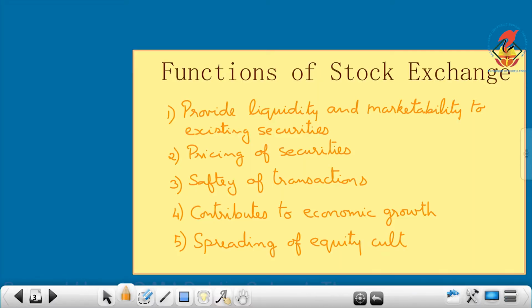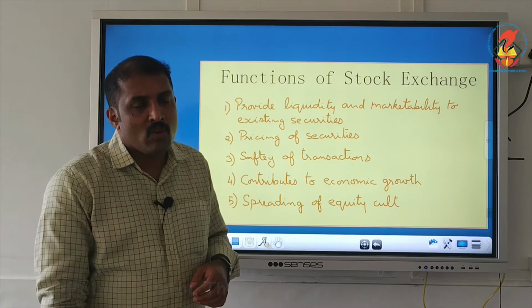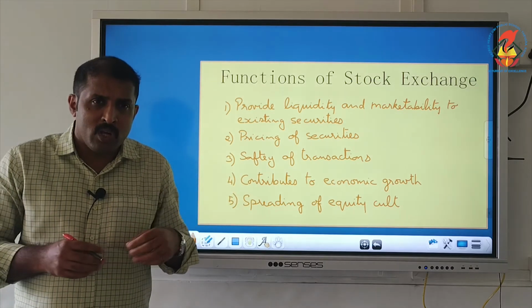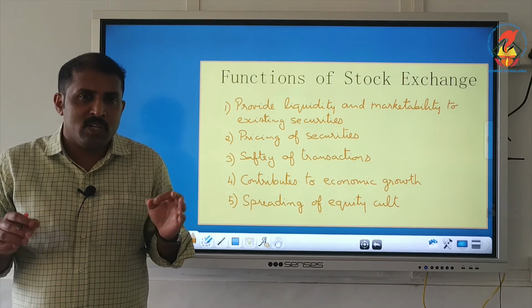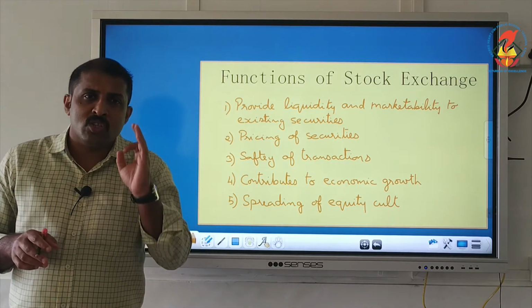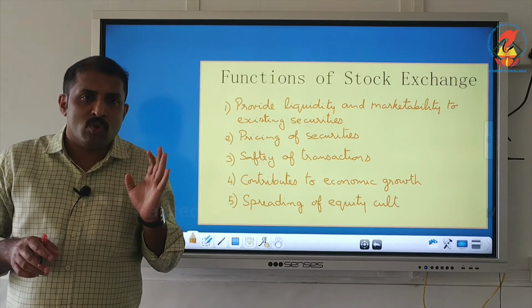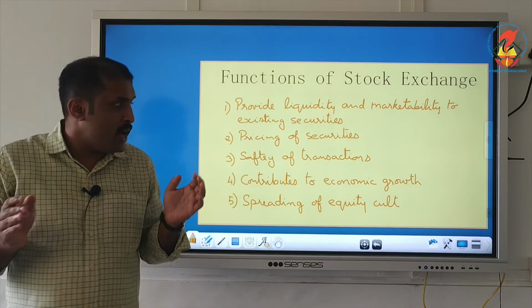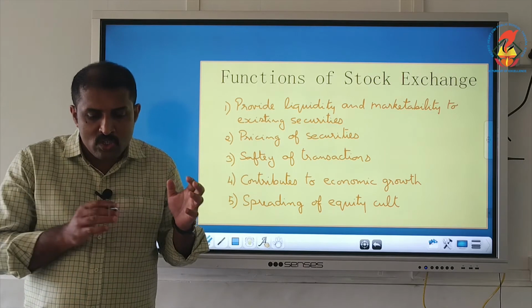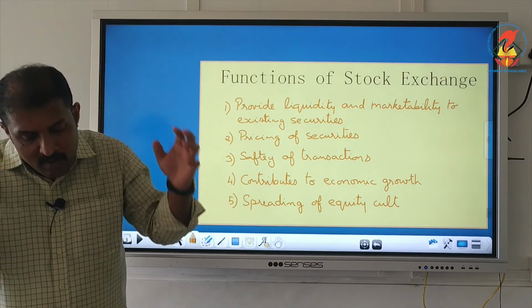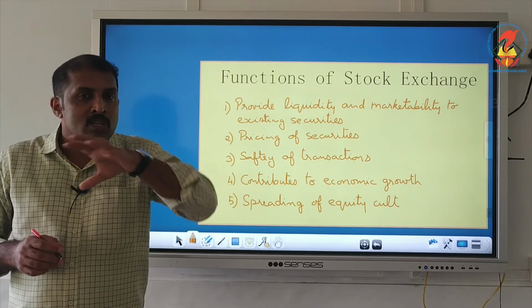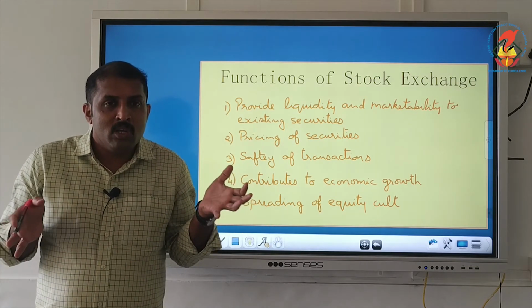Third one is safety of transaction. When we are talking about safety of transaction, we have to understand that, as I said in the beginning itself, it is controlled by an apex body which has all the powers to control all the activities in the securities market, that is the Securities Exchange Board of India, and it has published rules and regulations which have to be followed in transactions of securities. In stock exchange these have to be compulsorily followed, and it makes sure that the investor is protected. By following rules and regulations and doing things within the legal framework of SEBI, it provides protection for investors who are purchasing or selling securities. So safety of transactions can be ensured in stock exchange.